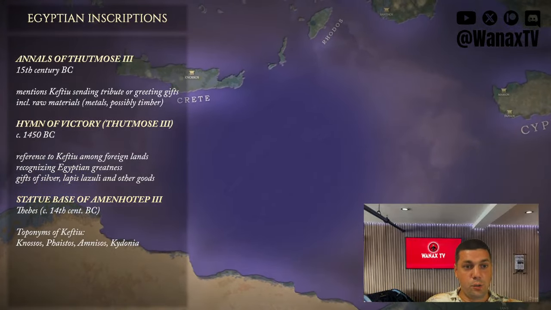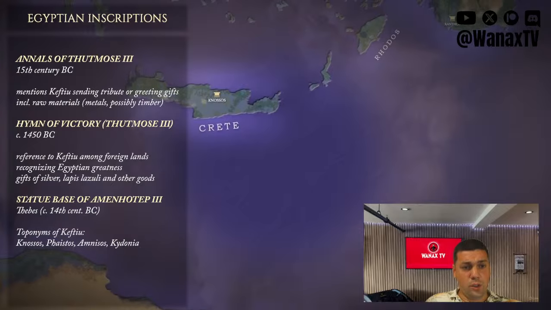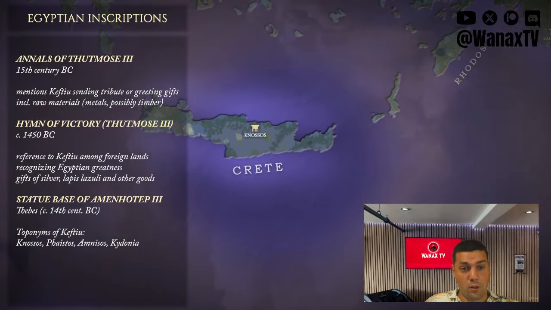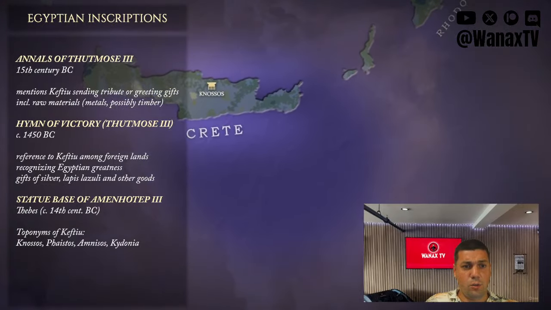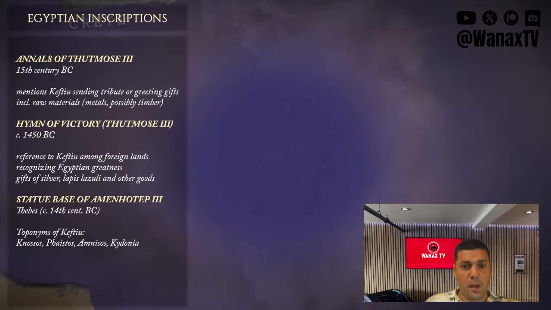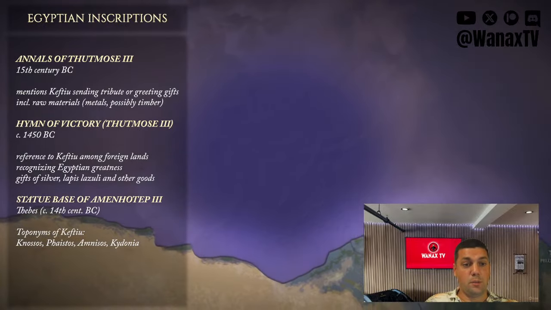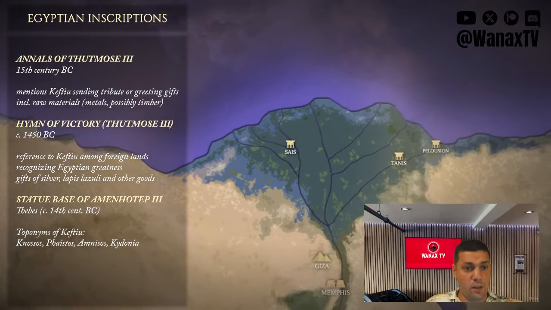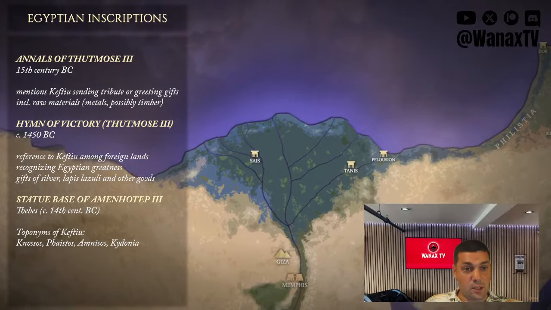The earliest mention appears to be in the 15th century BC, the earlier part of the century, I believe. In the annals of Thutmose III, he mentions Keftiu sending tribute or gifts, either one, likely gifts. Crete was not recorded to be a vassal or anything like that to Egypt at any point in history. So very likely they were just paying respect to a great pharaoh, being a land from far away when it comes to the Egyptians. And that first instance of gifts included raw materials such as metals and possibly timber.